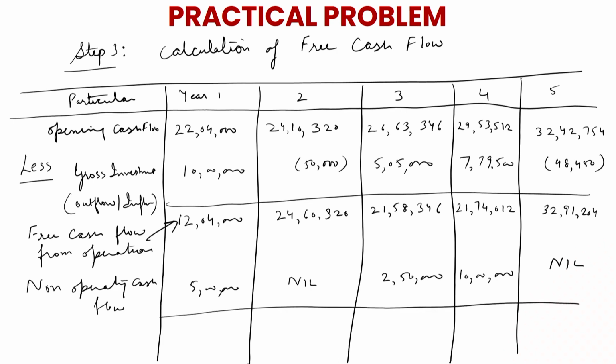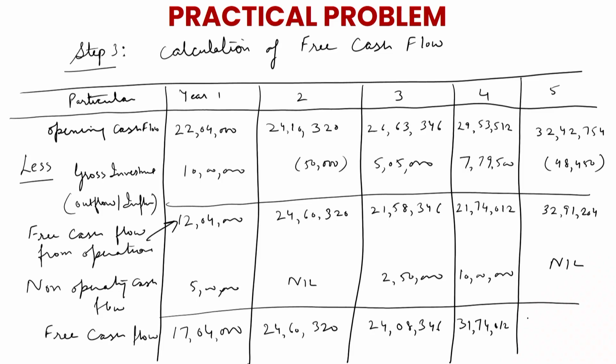So we reach the figure of exact free cash flow, which is 12 plus 5, 17 lakh 4,000, 24 lakh 60,320, 24 lakh 8,346, 31 lakh 74,012, 32 lakhs 91,204. So this is our step number 3.